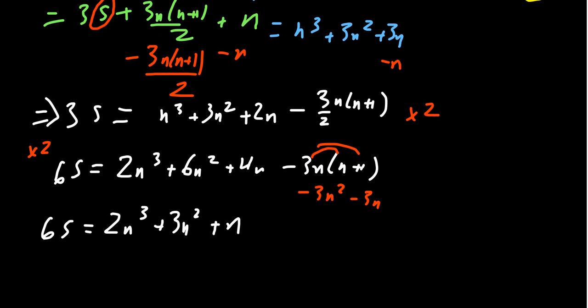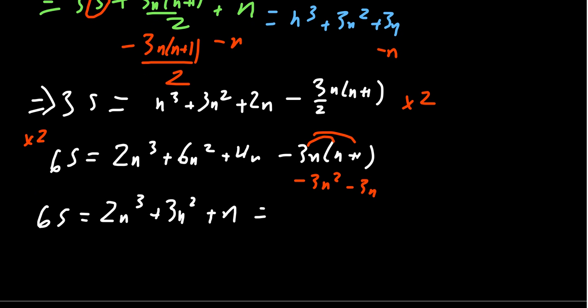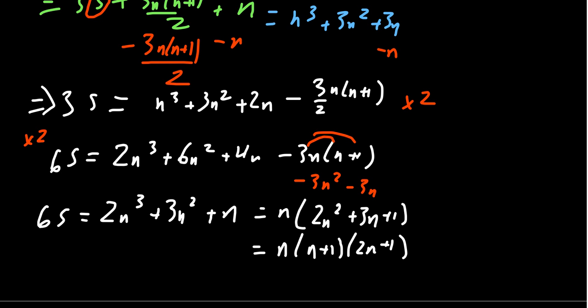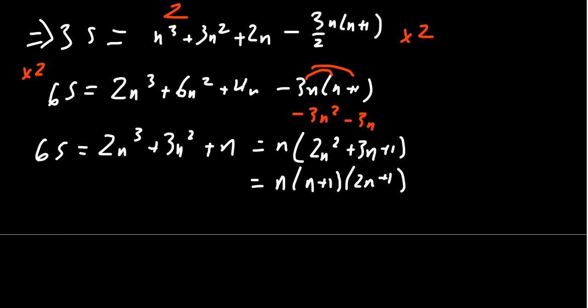Looking at the right-hand side, I can't help but notice it factors. There's a common factor of n. So you take out the n, that leaves behind 2n squared plus 3n plus 1. It also factors a little bit more. We could factor that as n times n plus 1 times 2n plus 1. And so to finish, we have to divide everything by 6. And we get that the sum is equal to n times n plus 1 times 2n plus 1 all over 6.